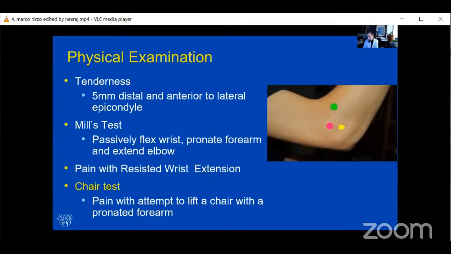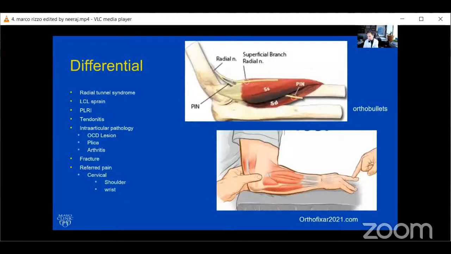The differential is quite extensive, but primarily radial tunnel syndrome needs to be vetted out. There's about a 5% coexistence of radial tunnel with lateral epicondylitis. The Mosley test, which is visualized in the schematic below with pain with resisted middle finger extension, is more associated with radial tunnel, but none of these tests are super sensitive and specific. And radial tunnel can be a diagnosis of exclusion sometimes.